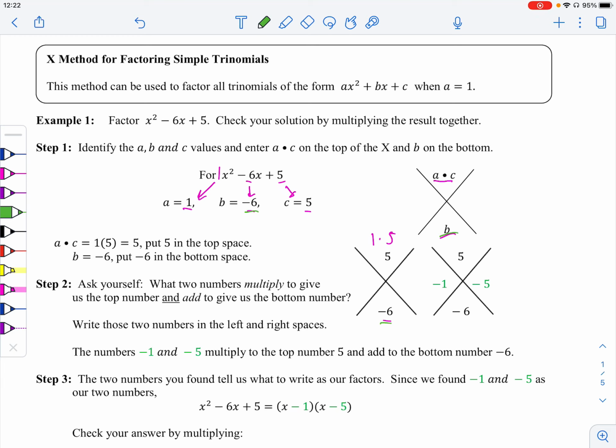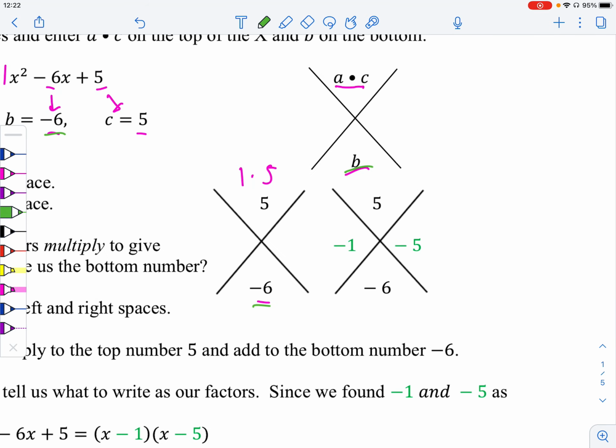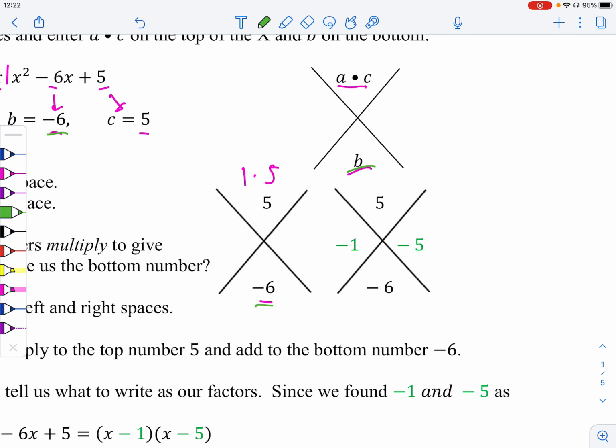And then you ask yourself, what are factors of 5 that are going to add to -6? We found out there's going to be -1 and -5, because -1 times -5 is +5, and -1 plus -5 is -6. So that's how we got those numbers. And these are our factors. So that completes our x method.